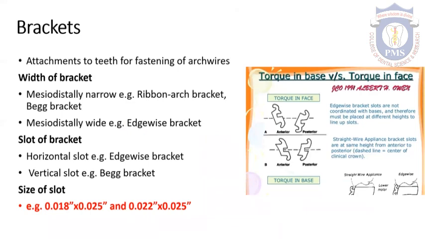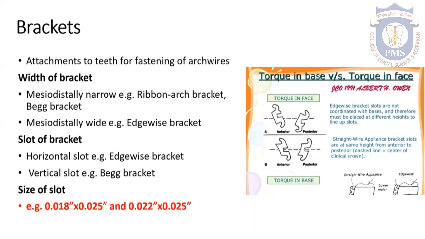Now coming to the brackets. Brackets are attachments on the teeth which hold the arch wire for causing tooth movement. They are classified according to width of the bracket into mesiodistally narrow, that is ribbon arch bracket or Begg bracket, mesiodistally wide, that is edgewise bracket. Then according to slot of bracket, horizontal and vertical slot.